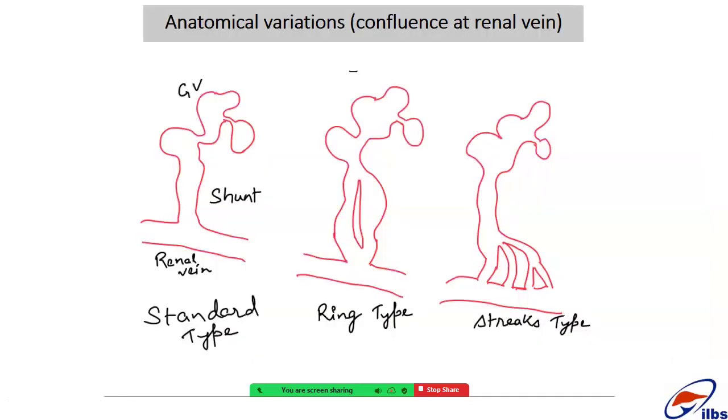Then what are the variations at the confluence at the renal vein? It may have a single shunt coming directly into the renal vein. It may have two shunts which bifurcate and then again join before entering the renal vein. This is known as a ring type. And then there is a streak type, where you may have a single shunt coming in, and it multifurcates and meets the renal vein at different locations.